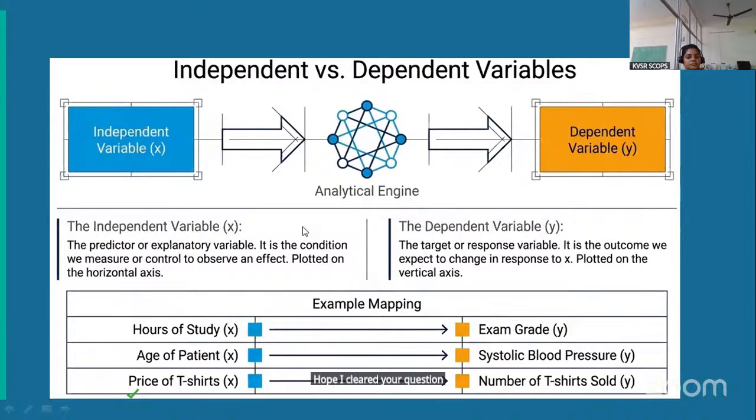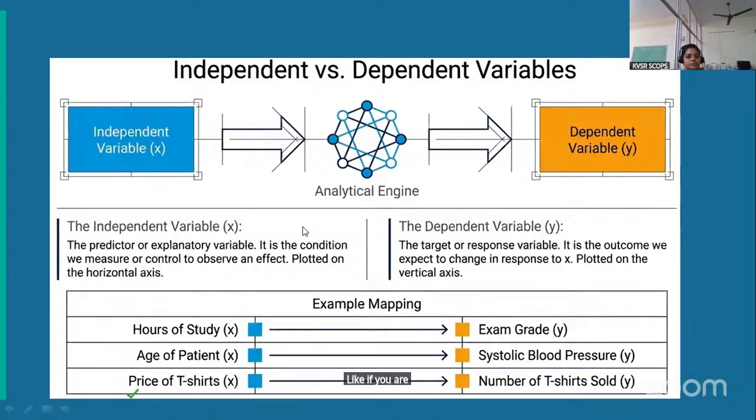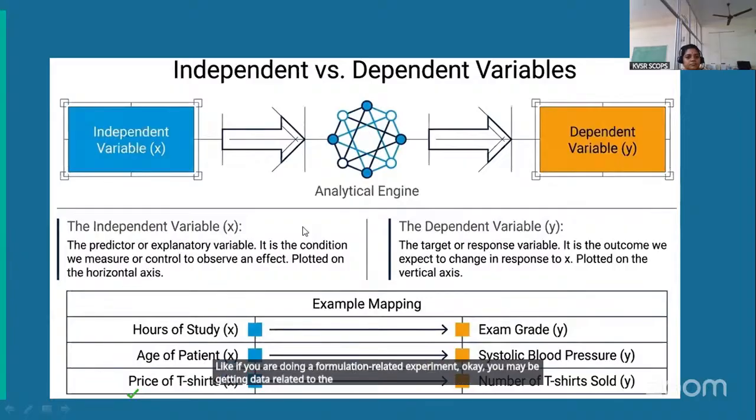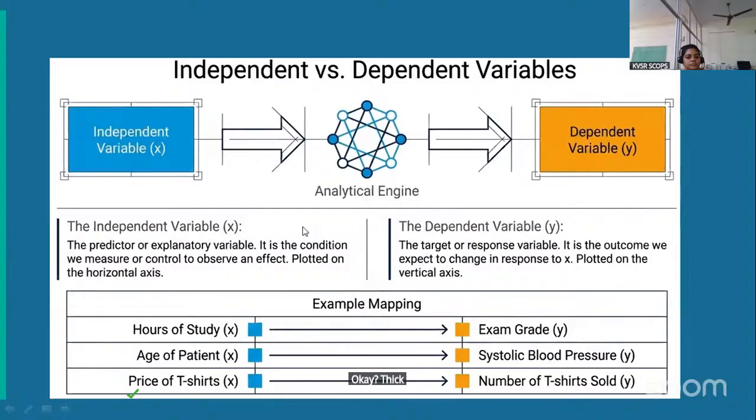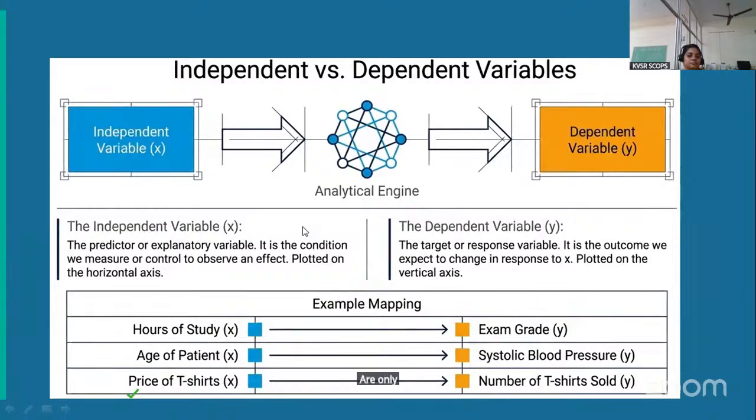So you should know what experiments people have done to bring that data, and what is the impact of each column. If you are doing a formulation related experiment, you may be getting data related to the tablet weight, thickness, hardness, and the solubility, and then you will be getting dissolution profile or disintegration profile. So whether all these will be affecting the bioavailability of the molecule, or only the solubility is a very important factor which will be directly impacting the bioavailability of the molecule.